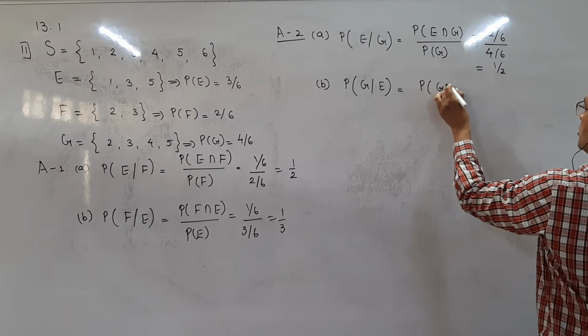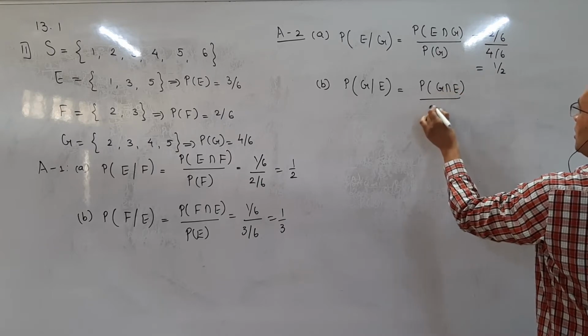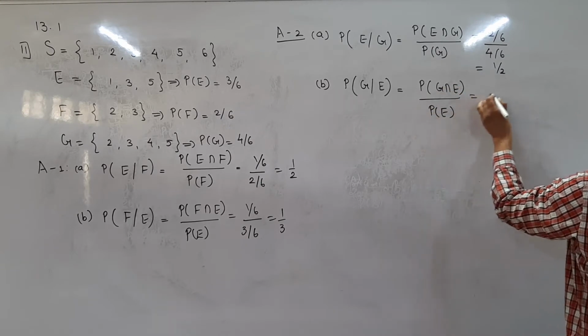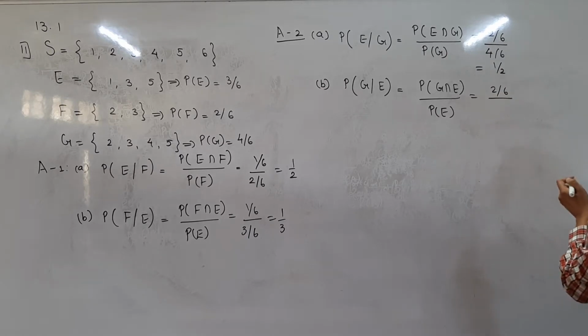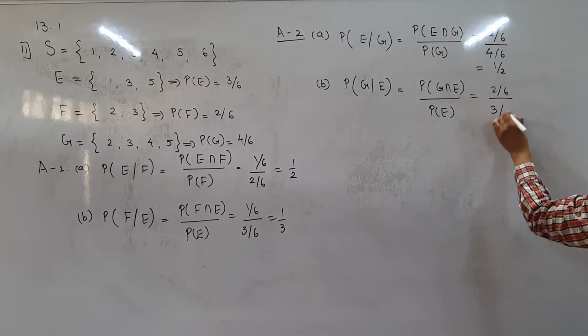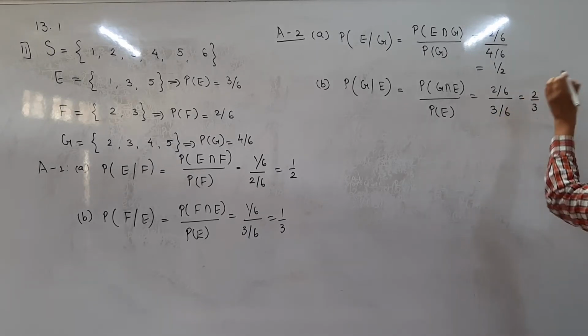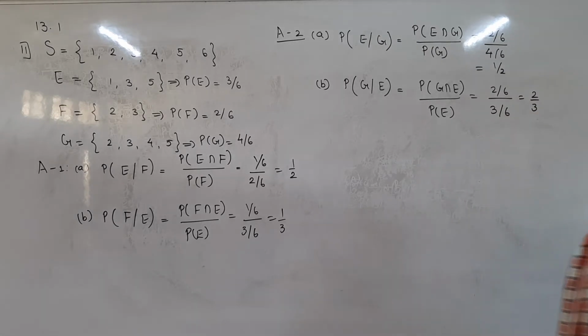Now the other one is probability of G intersection E upon probability of E. So this is still 2 by 6. Probability of E is 3 by 6. So this answer is 2/3. Students, here intersections I have written directly, and I hope that much, students, you can very easily understand. E and G have 2 elements common, which are 3 and 5.